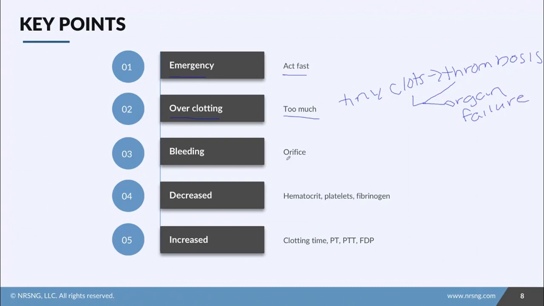Bleeding. So bleeding can happen out of any orifice. So IV site is sometimes a big test question. We're bleeding out of IV sites because it's an opening. Decreased. So what's decreased? Our labs that are decreased: hematocrit, platelets, and fibrinogen. And increased clotting time, the PT, PTT, and FDPs. Remember, the body's bleeding, clotting, bleeding, clotting. Eventually, the body just can't keep up.